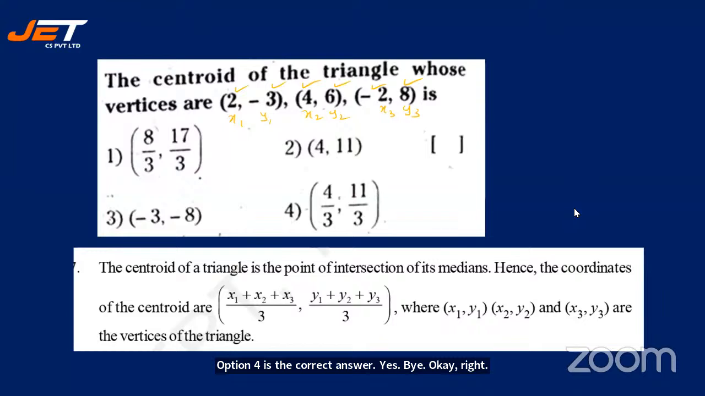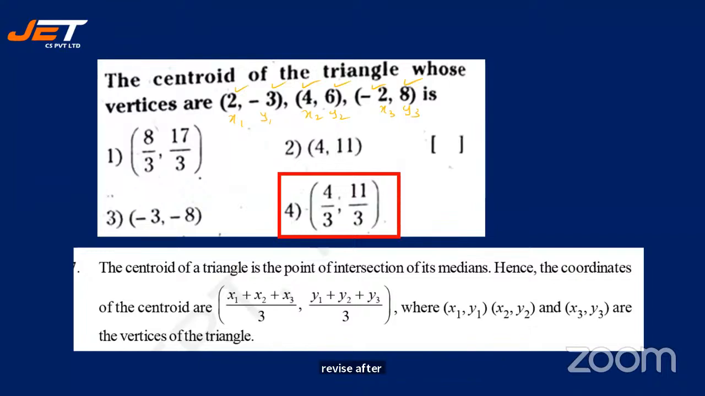It is 2 plus 4 minus 2 by 3, comma, minus 3 plus 6 plus 8 by 3. Okay. So the answer must be option 4. 4 by 3, 11 by 3. Right. So with this, we'll wind up for today. And please do brush up all your formulas and whatever sums are being done here, please just revise after the end of the class. All right.